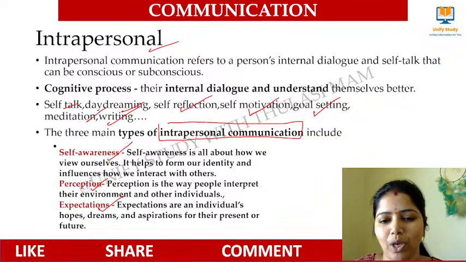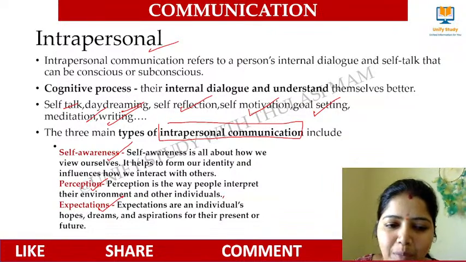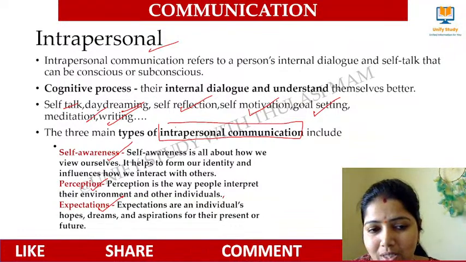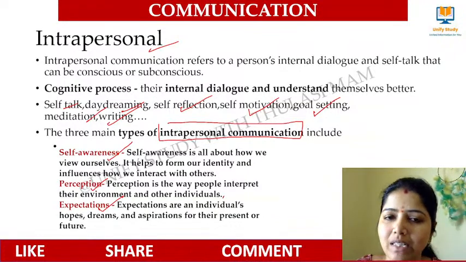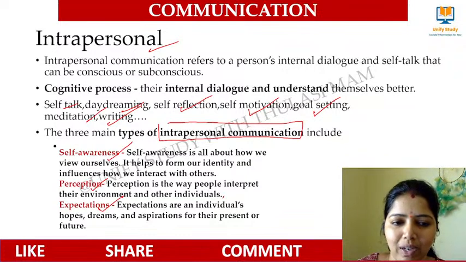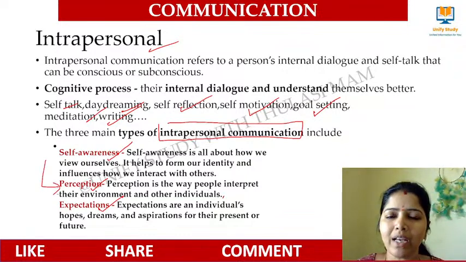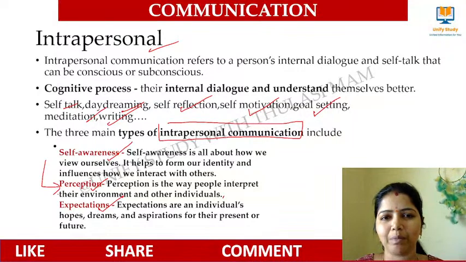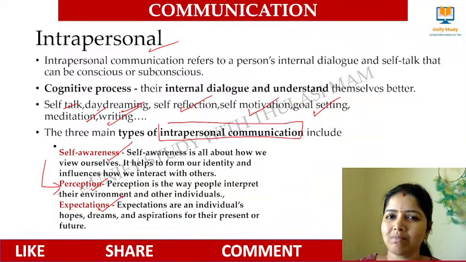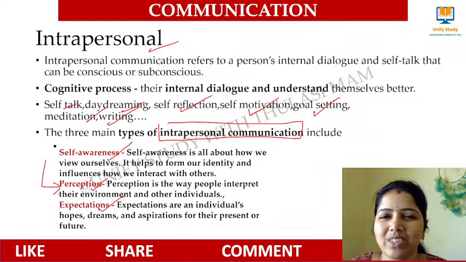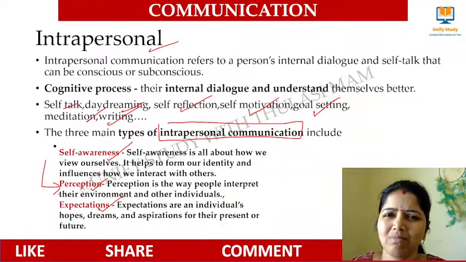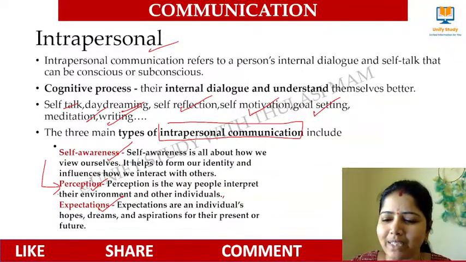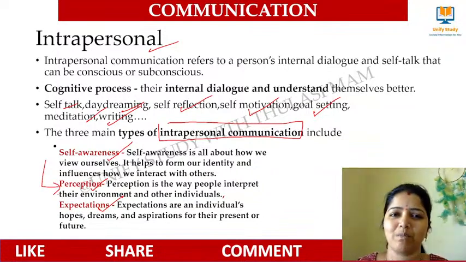The second one is perception. Perception is the way people interpret their environment and other individuals. The perception of myself all depends upon how I interact within myself. So it's the way I interpret the environment. If someone is such a kind of person, we cannot change him, it's not my duty also. We have to accept the nature, right? That we tell ourselves, and that we call perception. That is my perception. That comes only by means of intrapersonal communication.